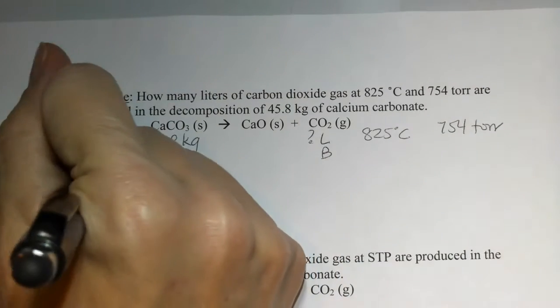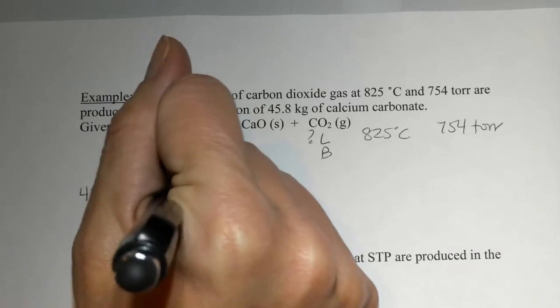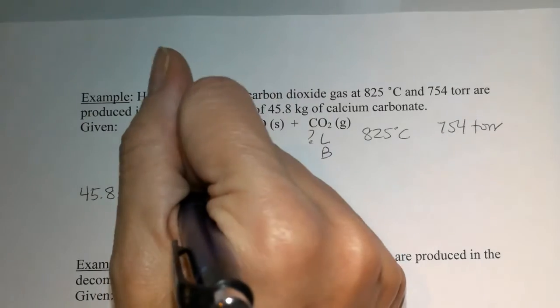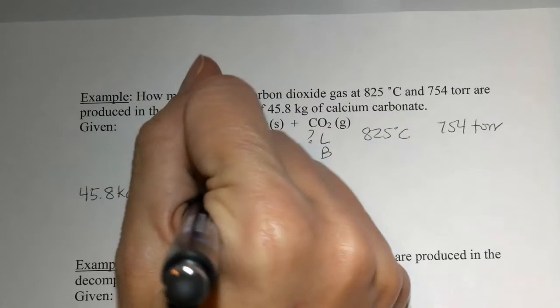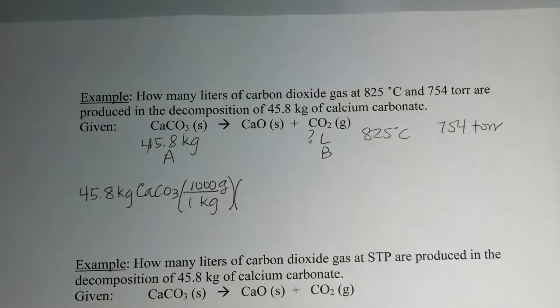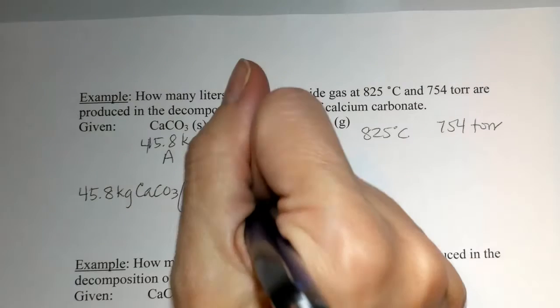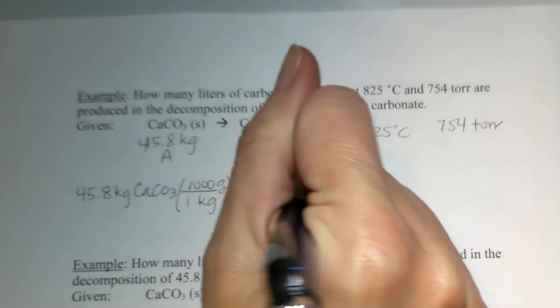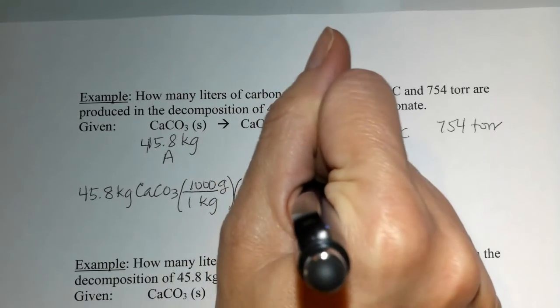So we have 45.8 kilograms calcium carbonate. We know to go to moles first, but we need molar mass, which of course is in grams. So just real quick, I'm going to multiply by 1,000 to get to grams. Calcium carbonate, I'm going to add 40.08 for calcium, 12.01 for carbon. 3 oxygens would be 48. I get 100.09 grams for the molar mass of the calcium carbonate.